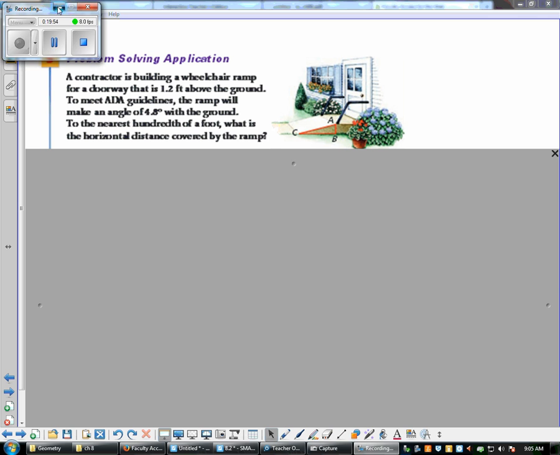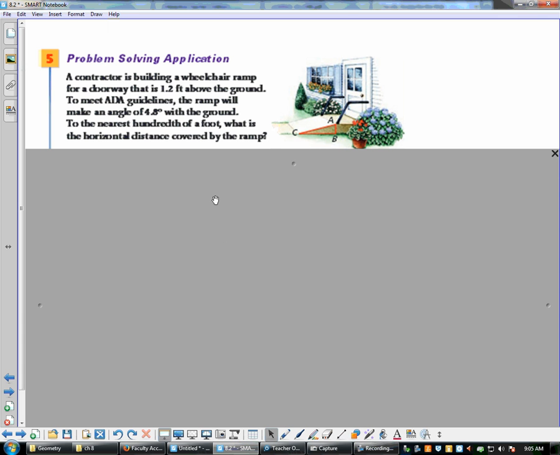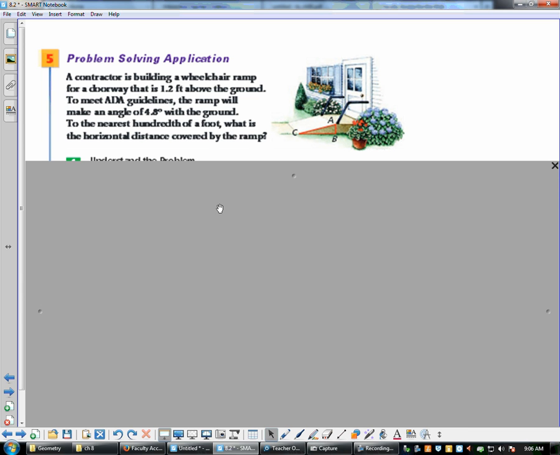Okay, so we're looking at this last example. A contractor is building a wheelchair ramp for a doorway that is 1.2 feet above the ground. To meet the ADA, Americans with Disabilities Act guidelines, the ramp will make an angle of 4.8 degrees with the ground. To the nearest hundredth of a foot, what is the horizontal distance covered by the ramp?